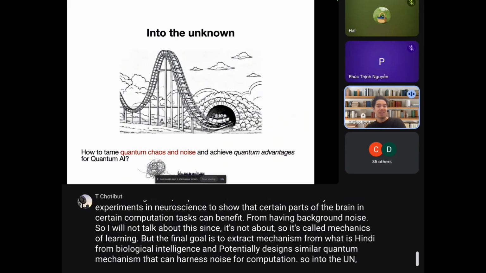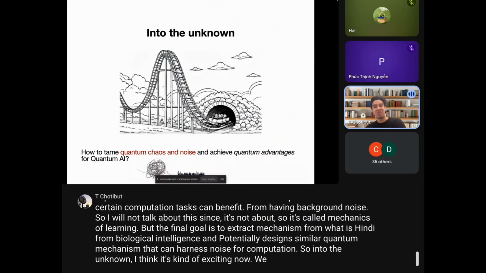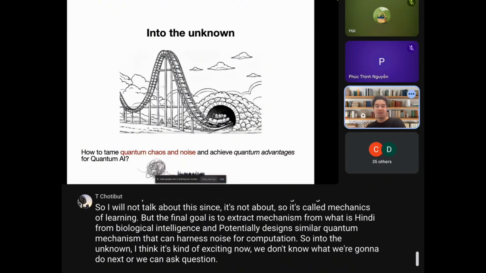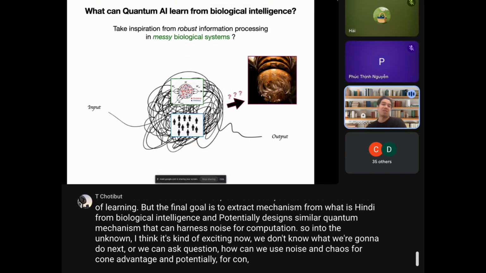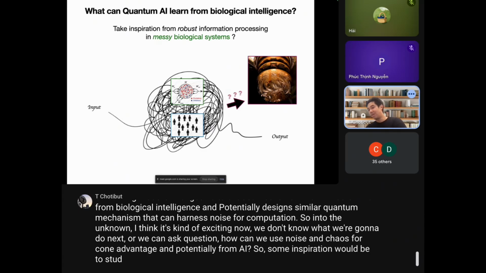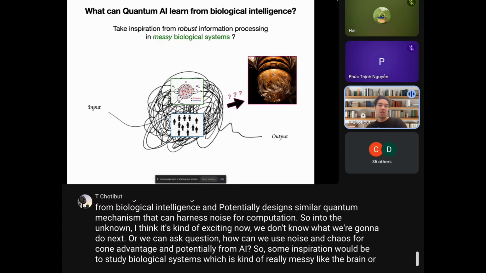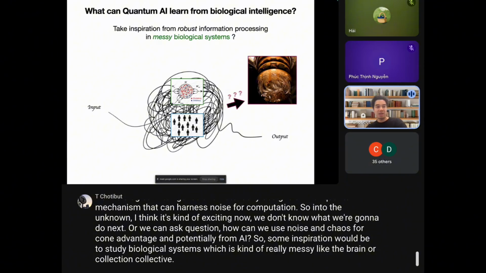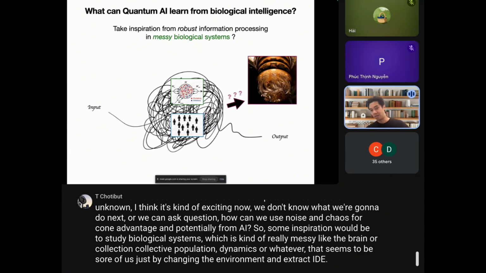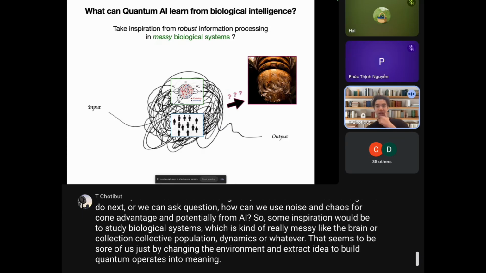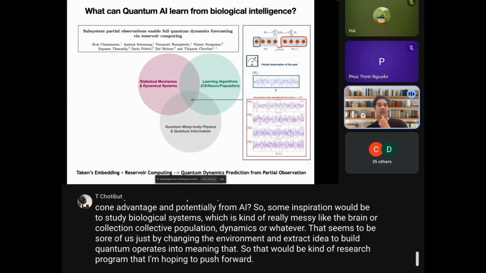So into the unknown, I think it's kind of exciting now. We don't know what we're going to do next, so we can ask a question: how can we use noise and chaos for quantum advantage, and potentially for quantum AI? So some inspiration would be to study biological systems, which are really messy, like the brain or collective population dynamics or whatever, that seem to be so robust despite changing environments, and extract ideas to build quantum algorithms to mimic that. So that would be the research program that I'm hoping to push forward.